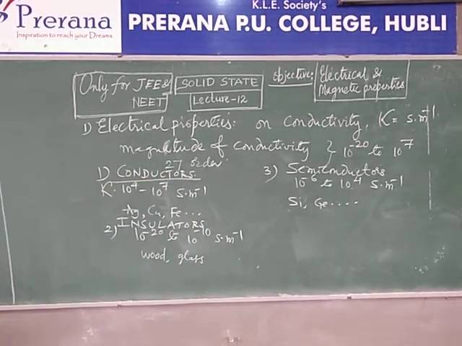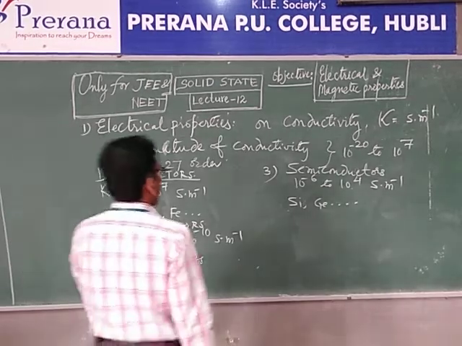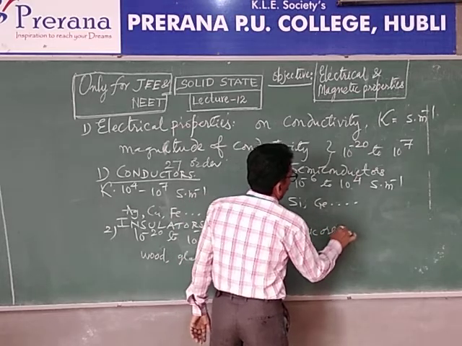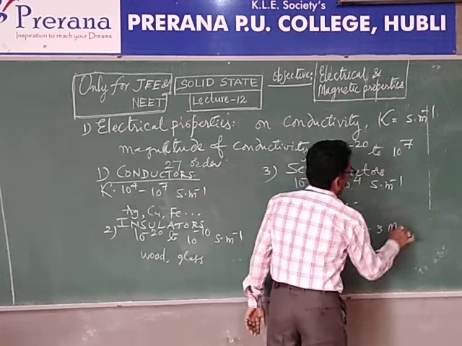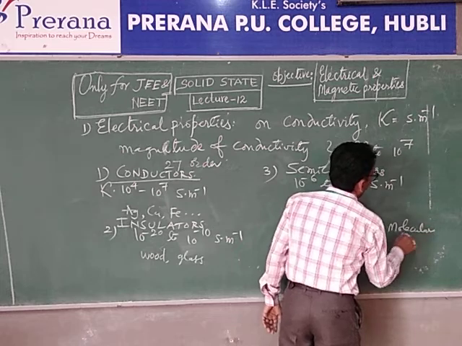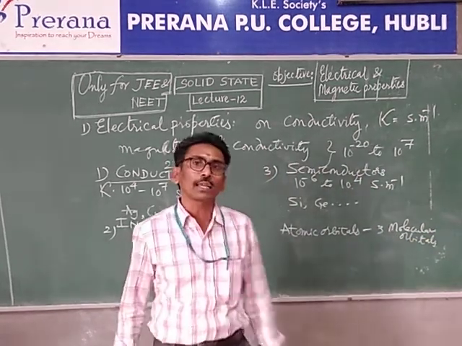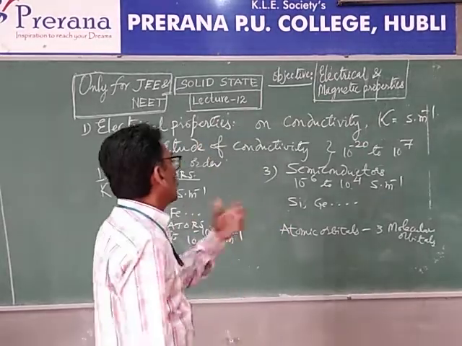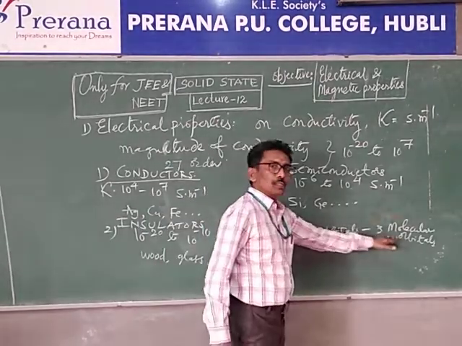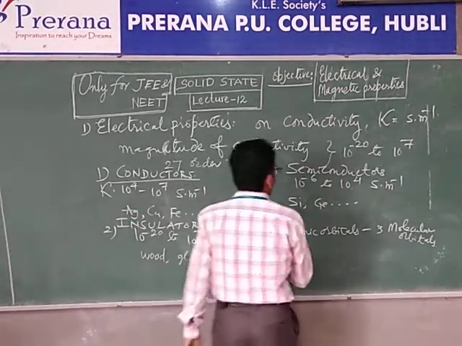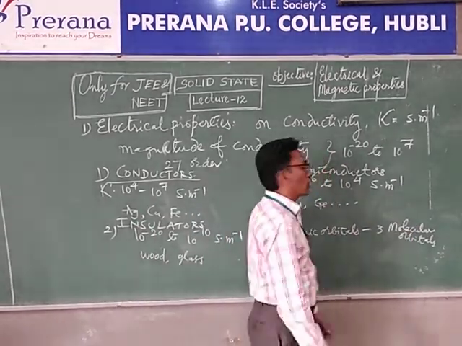Now one more concept will be taken to explain the electrical properties. Atomic orbitals of the metal combine to form molecular orbitals. Molecular orbitals are of two types: low energy bonding orbitals and higher energy anti-bonding orbitals, as you studied. Some are filled orbitals, some are high energy unoccupied orbitals.